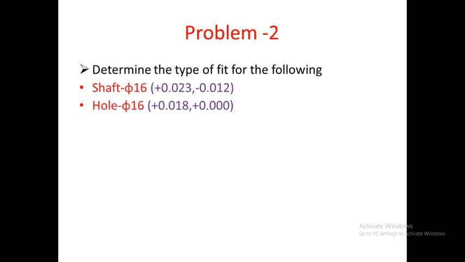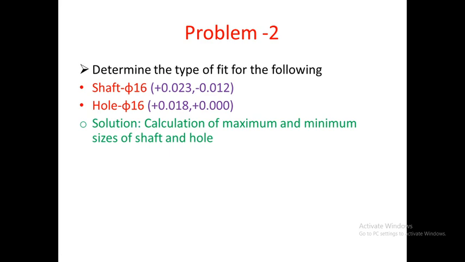So problem number 2. The question is to determine the type of fit for the following. The shaft and the hole have a basic size of 16 mm. The upper deviation for the shaft is given as plus 0.023, whereas the lower deviation is minus 0.012. The upper deviation for the hole is given as 0.018, whereas the lower deviation for the hole is 0.000, and the basic size for both the shaft and the hole is 16. Now let's begin with the solution.